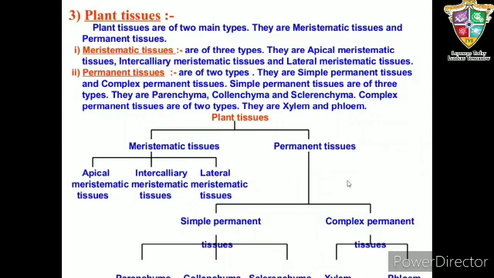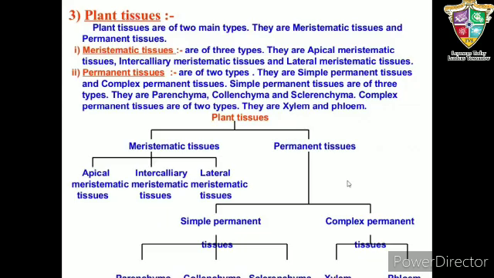Now the plant body is made up of various kinds of cells which cluster together to form tissues in order to perform specific functions. All the plant organs like roots, stems, leaves, flowers and fruits are made up of different kinds of tissues to perform specific functions. Plant tissues are mainly of two types, meristematic tissue and permanent tissue. Meristematic tissues are of three types: apical, intercalary and lateral meristem tissue.